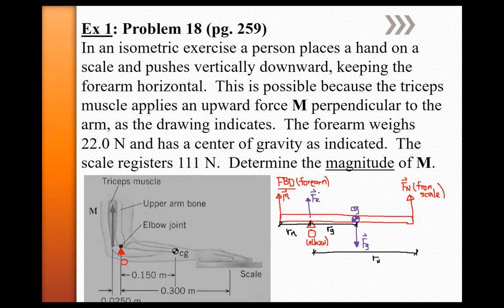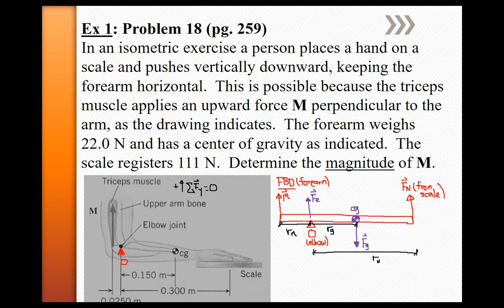Okay, this forearm is in equilibrium. We're pushing down the scale. We're not actually moving our arm. And we want to figure out what the magnitude of M is. Now, you might be like, okay, wait a second, I can just use a simple equation of motion and do it. Because what I can do is I can just go sum of the forces in the Y is equal to 0.